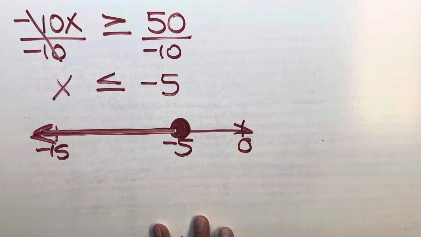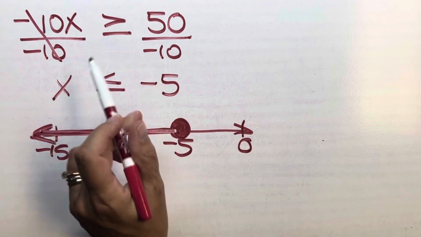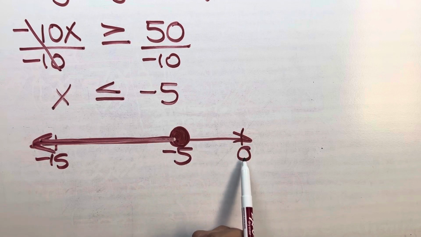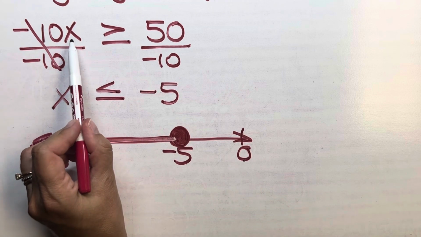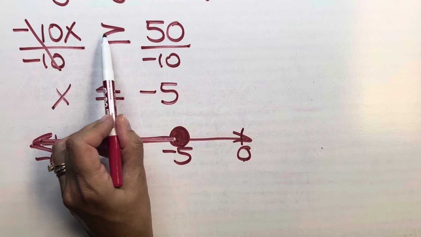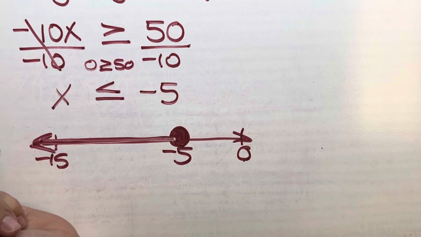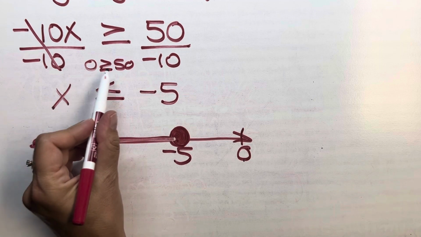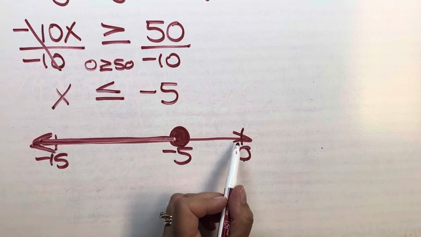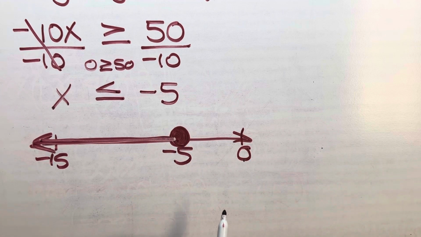So let's see what happens if I didn't flip my inequality, if I had left it a greater than and had shaded this way. Let's choose an easy number like 0, okay? So if I do 0 times negative 10, I get 0. Would 0 be greater than or equal to 50? It would be false. 0 is not bigger than 50. So I know that my answers can't be over here or anywhere in this direction.